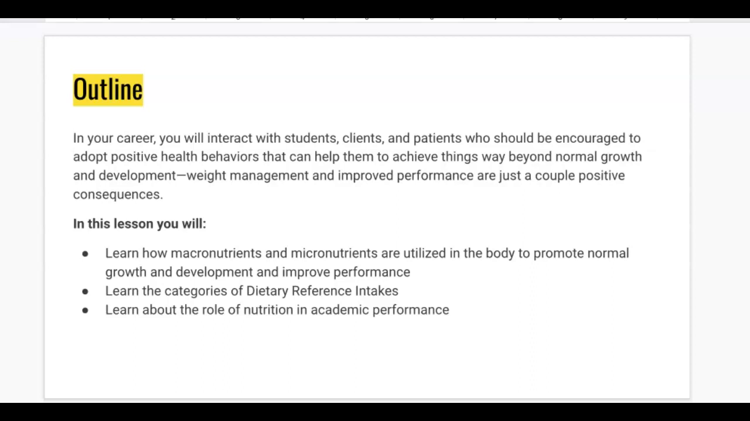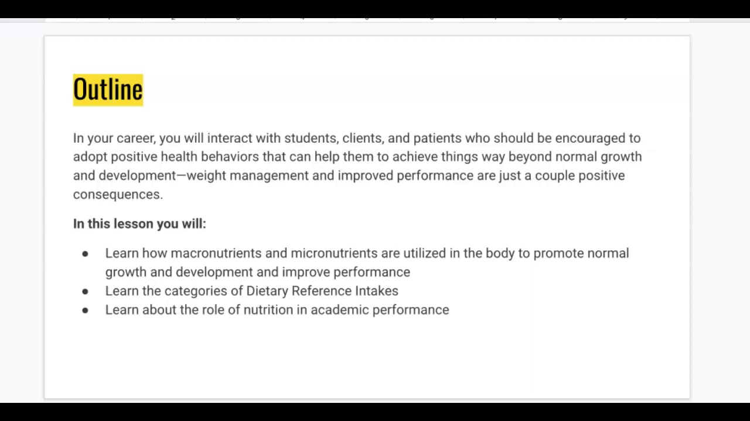Alright, and this is our outline for the presentation. You have already learned a little bit about the macronutrients and micronutrients through the lesson on MyPlate and the basic nutrition lesson. But today we're going to talk a little bit more about how these macronutrients and micronutrients are used in the body to promote normal growth and development and also improve performance.